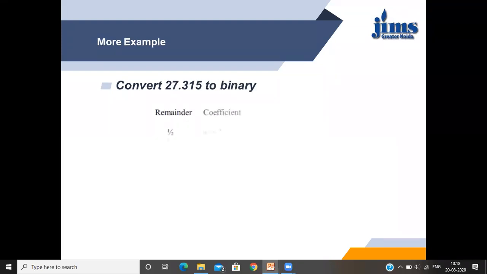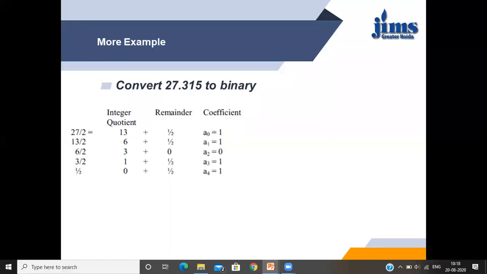Now to convert the 27 into the binary number, the required base is 2. So first we will convert 27 into the binary number. Now the process is by successive division. So 27 divided by 2, we get 13 plus 1. 1 is the remainder, that is the first coefficient.